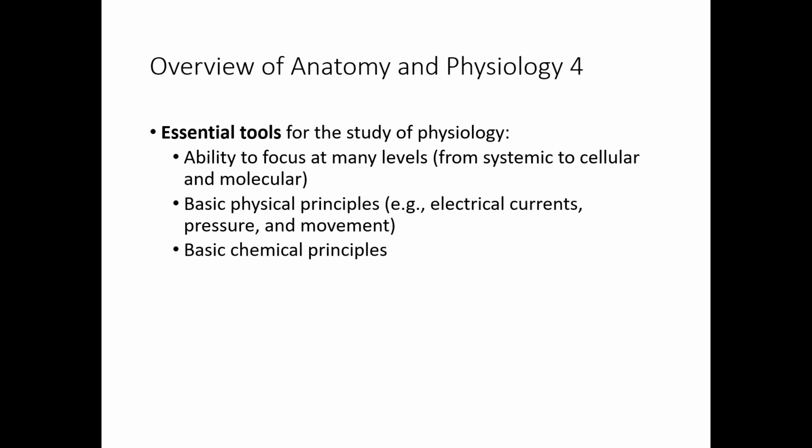For learning anatomy and physiology, you also need to know basic physical and chemical principles. To understand how our brain sends commands to our muscles for them to contract, you need to know what is electrical current. To understand how our blood carries oxygen, you need to understand what are molecules and what are atoms and how chemical reactions go on.